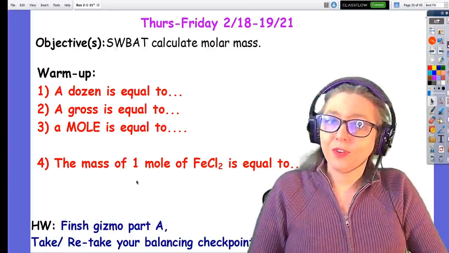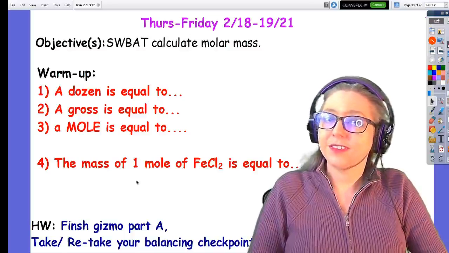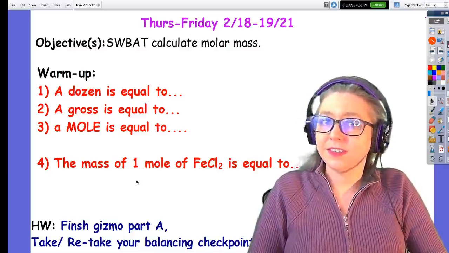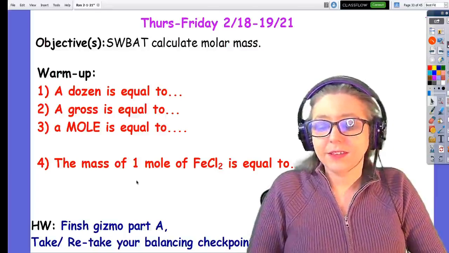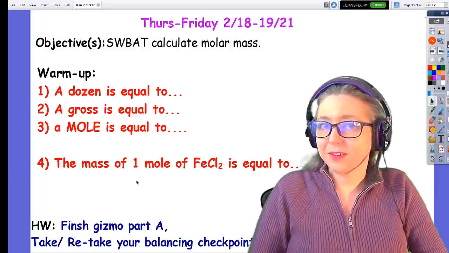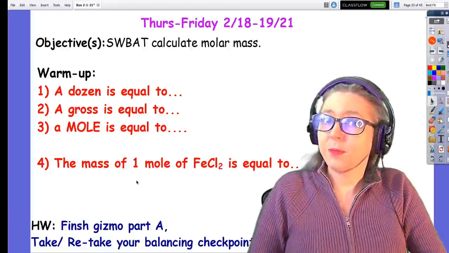And then the fourth question was straight from your Gizmo Part A. Towards the end, it asks you to calculate the molar mass of FeCl2. So iron(II) chloride, 1 mole of that, is equal to 126.75 grams.